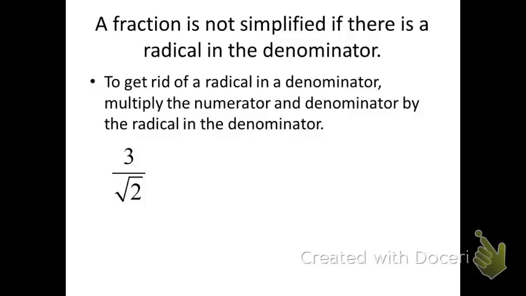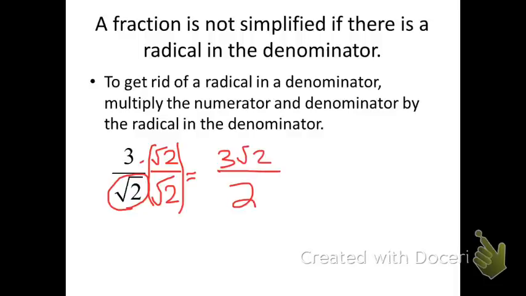And the last thing that we'll do is simplifying a fraction with a radical in the denominator. A fraction is considered not simplified if there is a radical in the denominator. So to get rid of it, you multiply the numerator and the denominator by the radical in the denominator. So in this case, 3 over root 2, we're going to multiply the top and the bottom by root 2, because root 2 is the radical in the denominator. I can do this because root 2 over root 2 is equal to 1. Whenever you have a fraction where the numerator and denominator are the same, that's equal to 1. Multiplying anything by 1 doesn't change the value of it, so we're not doing anything wrong here. So when you multiply across, 3 times root 2 is 3 root 2, and root 2 times root 2 is 2. 3 root 2 over 2 can't be simplified, so that's our final answer.